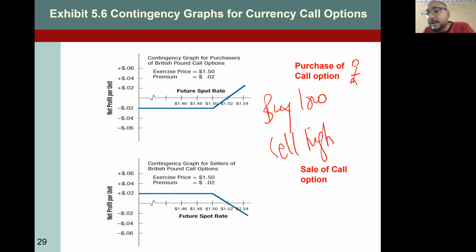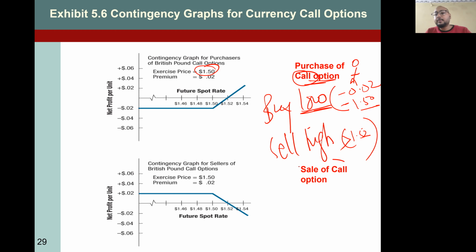If you are on the purchase side, purchase of the call option, it means you purchase the right to buy. Call means right to buy. So you pay the premium, which means your cost is increased. Your cost is the premium, and you buy at the contract price, so your cost is 1.50. And if you sell above your buy price, that would be your profit. Simple. And the opposite analysis would be the sale of the call option.